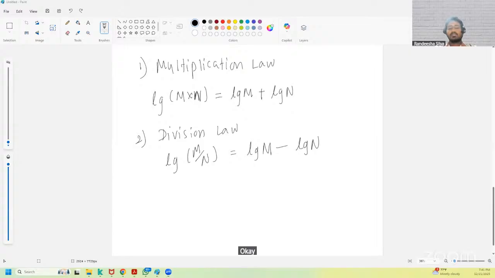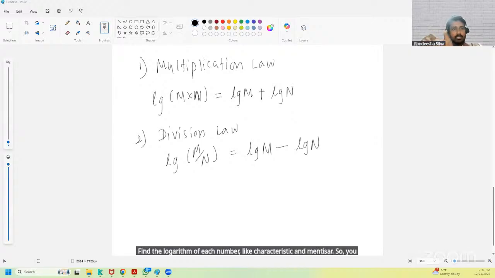Okay, so we have now simple steps. What's the first one? These are the four steps of this process of multiplication or division. So the first step is you have to write the expression in logarithmic form. Then you have to find the logarithm of each number, like characteristic and mantissa.